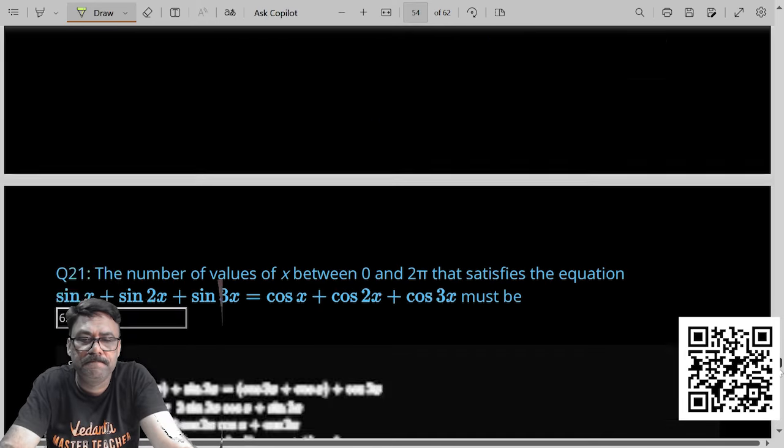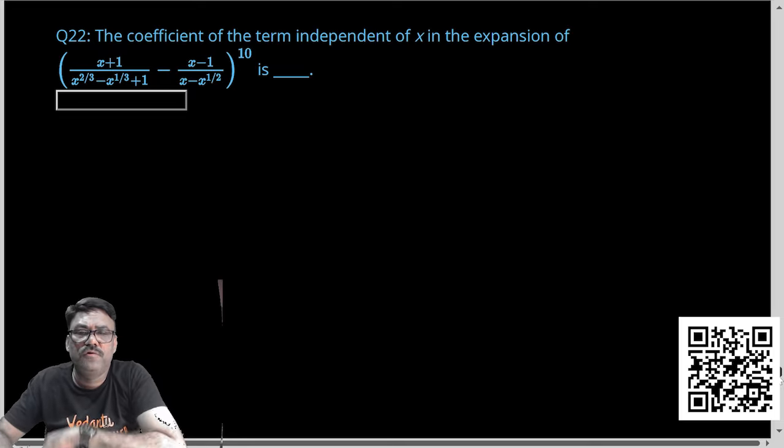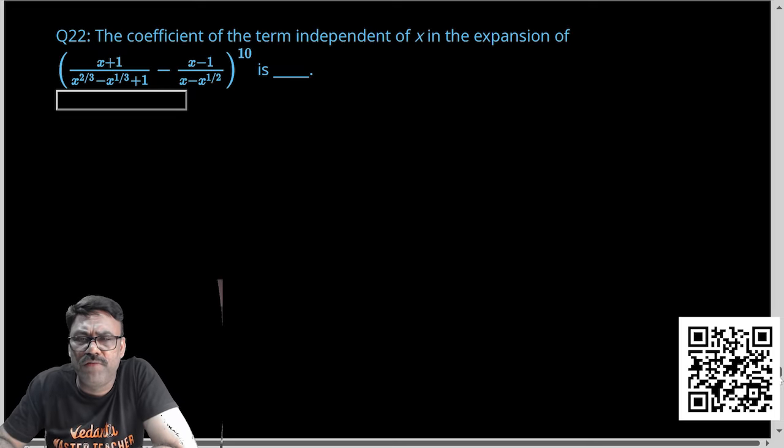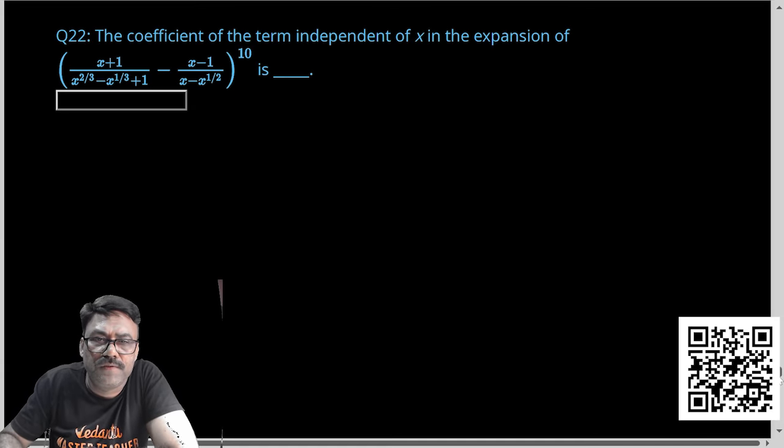Right? Next. You have to find the coefficient of the term independent of x. Basically, you have to find the term independent of x here. So what I can do here, okay, let me write it as x plus 1.